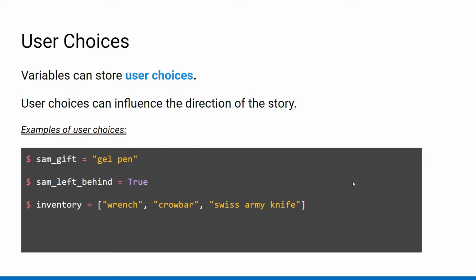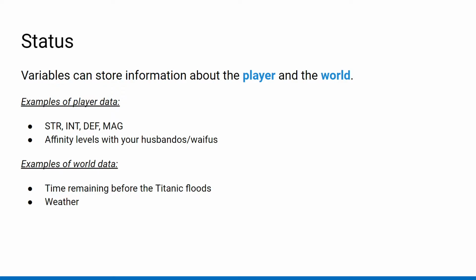Yeah, many different data types: booleans, numbers, strings, and we'll get some practice with each one of them. And you can also use variables to store information about the player and the world. For example, if you're making an RPG, you can use variables to store the strength, the intelligence, the defense values. In a dating sim, you might use variables to store the affinity levels you have with your love interests.